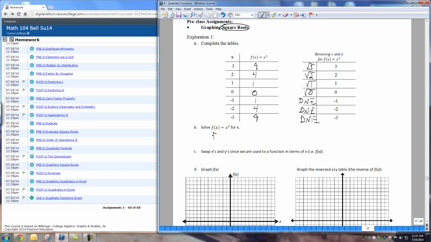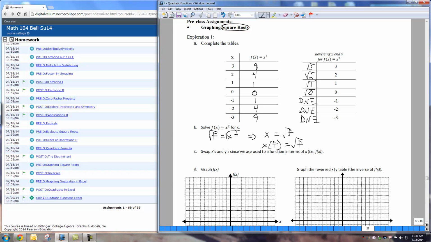Solve f of x equals x squared for x. So what I'm going to do is let f equal x squared, then I'm going to solve for x. That implies that x equals the square root of f, and then putting back in my function notation, x of f equals the square root of f. So the opposite of x squared is the square root of f.